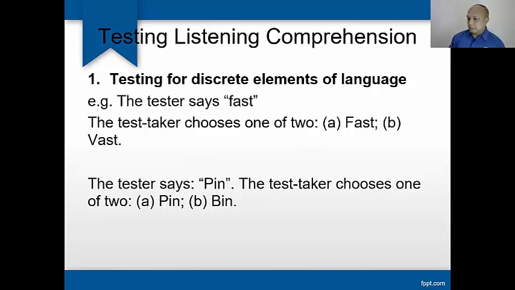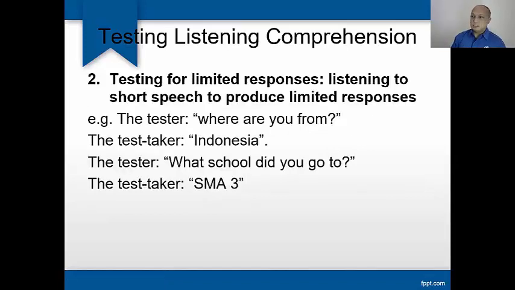Okay, and then in another item, the tester might say "pin," and the test taker chooses one of the two options, either pin or bin. Now, of course, the correct answer is pin. And here, fast, the correct answer is A, fast. So that's one alternative. Let's go to another.